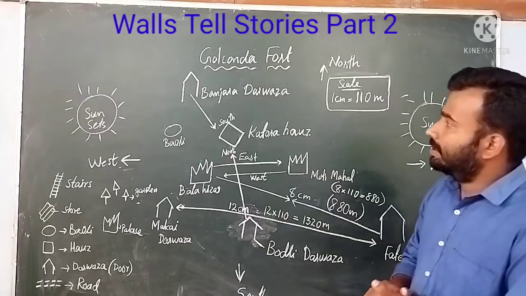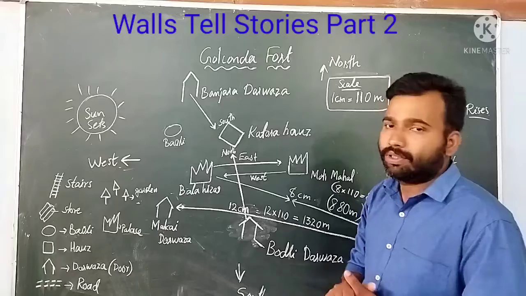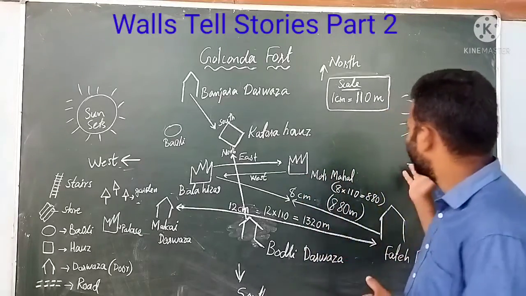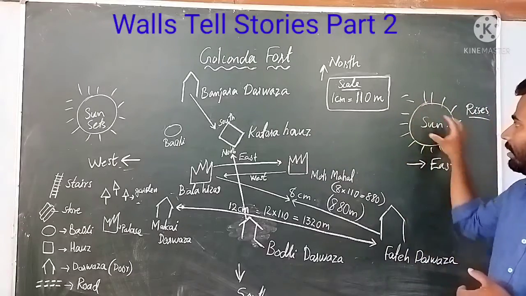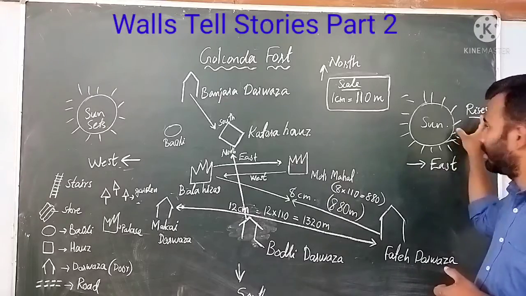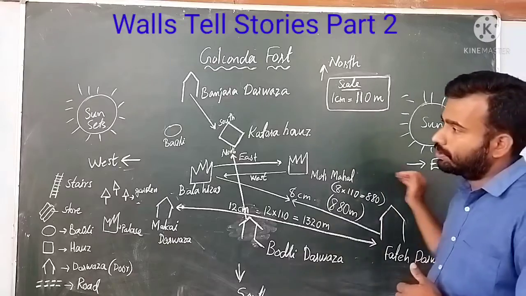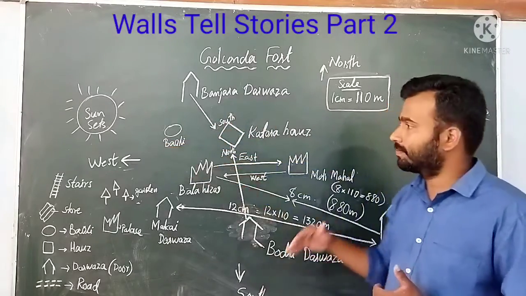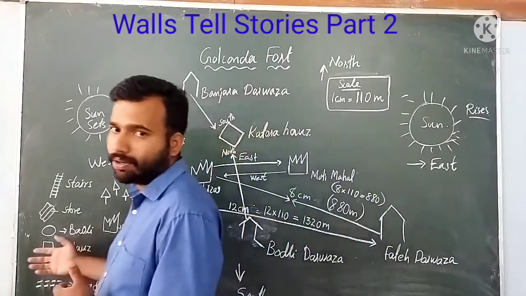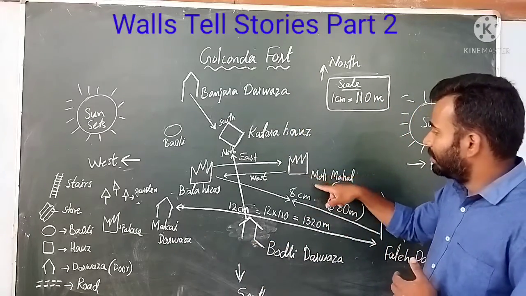Now let us look at certain objects which are shown over here. Suppose we need to identify in which direction you need to move. For example, all of you can see here I have drawn the sun, and marked here east, where the sun rises. Suppose I want to move to the west, I need to move in this direction. Yes or no? So this is how we, suppose here what we can see, Moti Mahal.